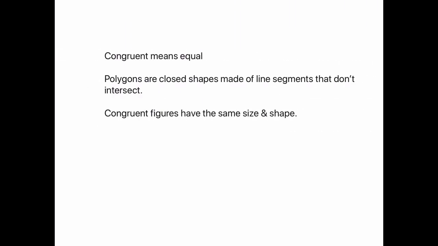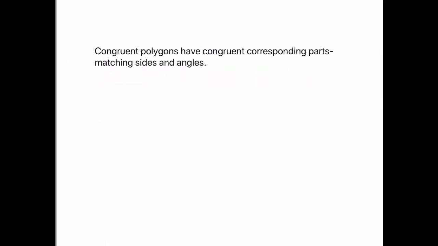To start with, it's important to remember that congruent means equal, and that polygons are closed shapes made of line segments that do not intersect. Also, remember that congruent figures have the exact same size and shape. Even if they're flipped around, they're still the same size and shape. Congruent polygons have congruent corresponding parts, or matching sides and angles.